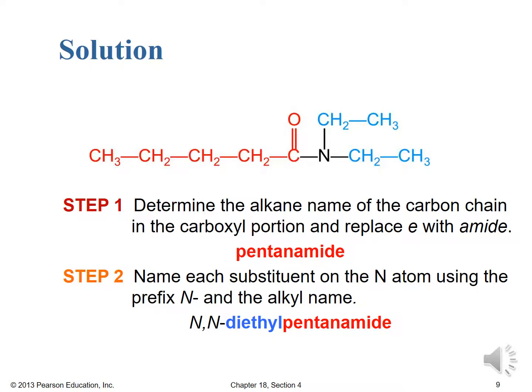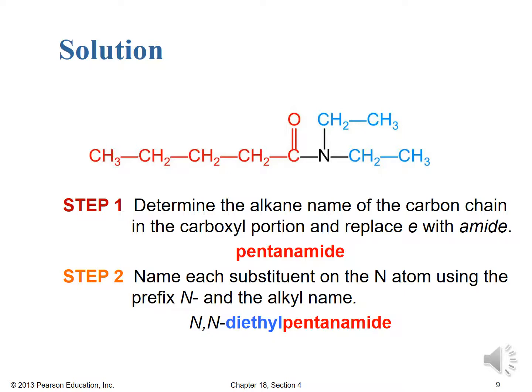We see here we have an ethyl group and then another ethyl group. So to indicate those are on the nitrogen of the amide, we say N,N-diethyl pentanamide. Hopefully that's what you arrived at, or if you had any trouble, hopefully that's what you would be able to name it as now. If you're still struggling, please do try some other naming examples, and then certainly reach out to me for help if needed.